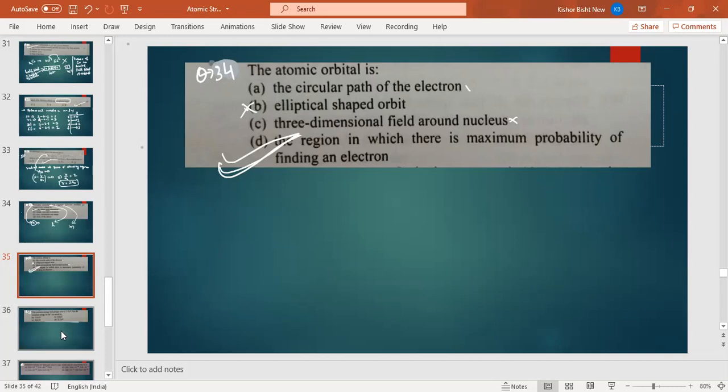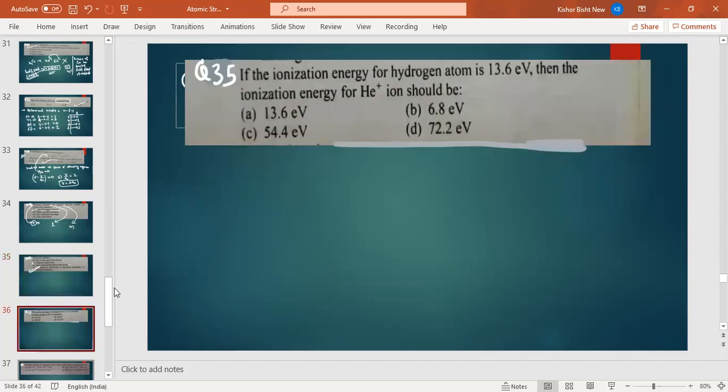Come to next. If the ionization energy of hydrogen atom is 13.6 electron volt, then what is the ionization energy of He positive? No problem. Ionization energy is similar to, you remember, En is equal to minus 13.6 Z square upon n square. Here, whenever we are saying the ionization energy, then the sign is opposite, because here the electron will come from the infinite.